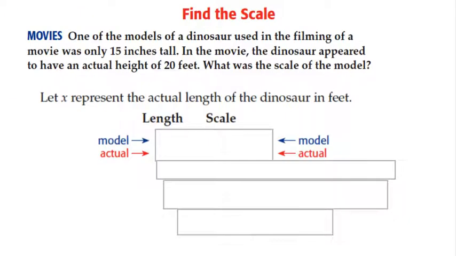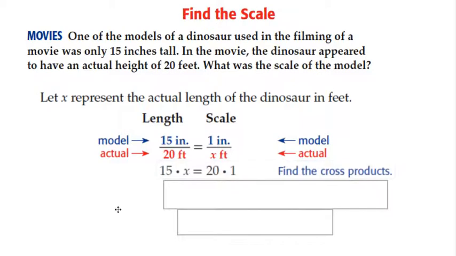Here's an example where we're going to find the scale from a movie. One of the models of a dinosaur used in the filming of a movie was only 15 inches tall, so they're telling us how big the model was. In the movie, the dinosaur appeared to have an actual height of 20 feet. What was the scale of the model? Let x represent the actual length of the dinosaur in feet. So the model was 15 inches tall, but it actually looked 20 feet tall. Okay, so the scale would be 1 inch represents how many feet? So it's the model versus the actual.